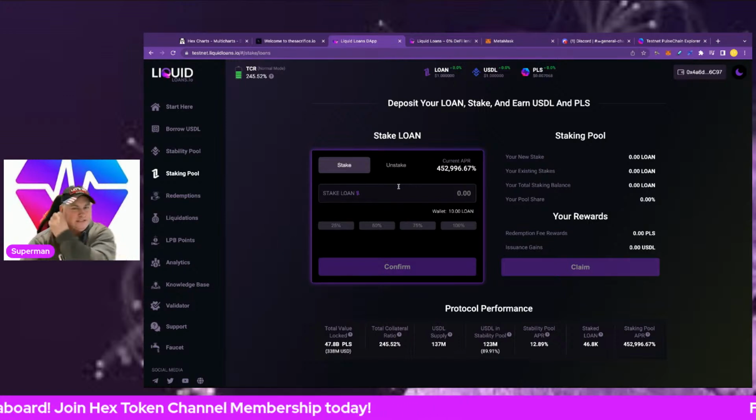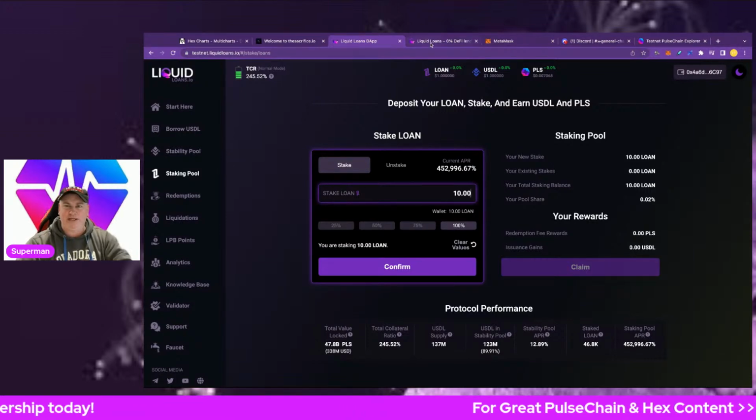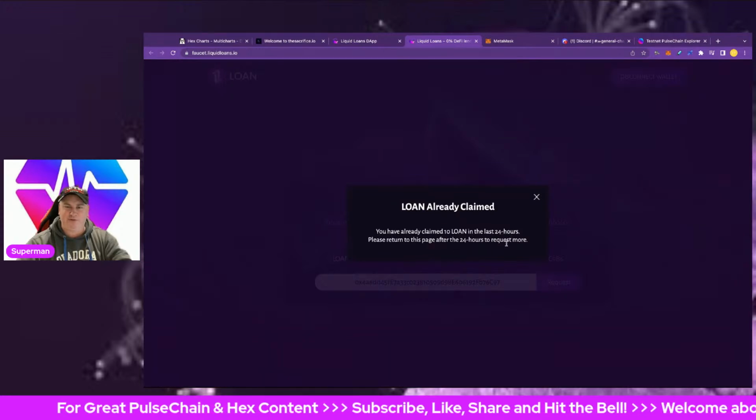So we've got some loan tokens. We're going to stake some. We could stake 10. That's all the 10 we've got there. I'm not sure if we can actually get more. Let's request some more there. You've already claimed 10 loan tokens in the last 24 hours. Please return to this page after 24 hours to request more.